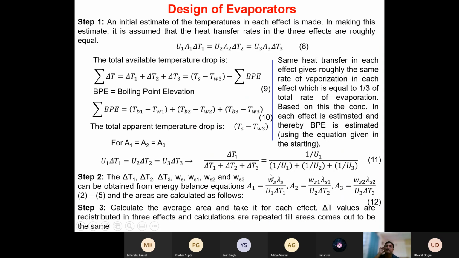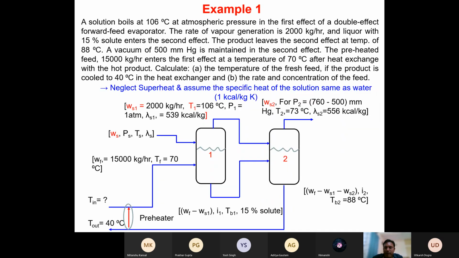Once your area matches, that is your final design. So you do the trial and error till your area matches. Once these areas are close to each other, then you calculate the average area and take it for each effect, and delta T values are redistributed in three effect and calculations are repeated till the areas come out to be the same. That's what I have said. Is the procedure clear? Yes, sir. So this procedure you will appreciate by looking at the problem itself. Let's look at two solved examples and then we are done with the syllabus.